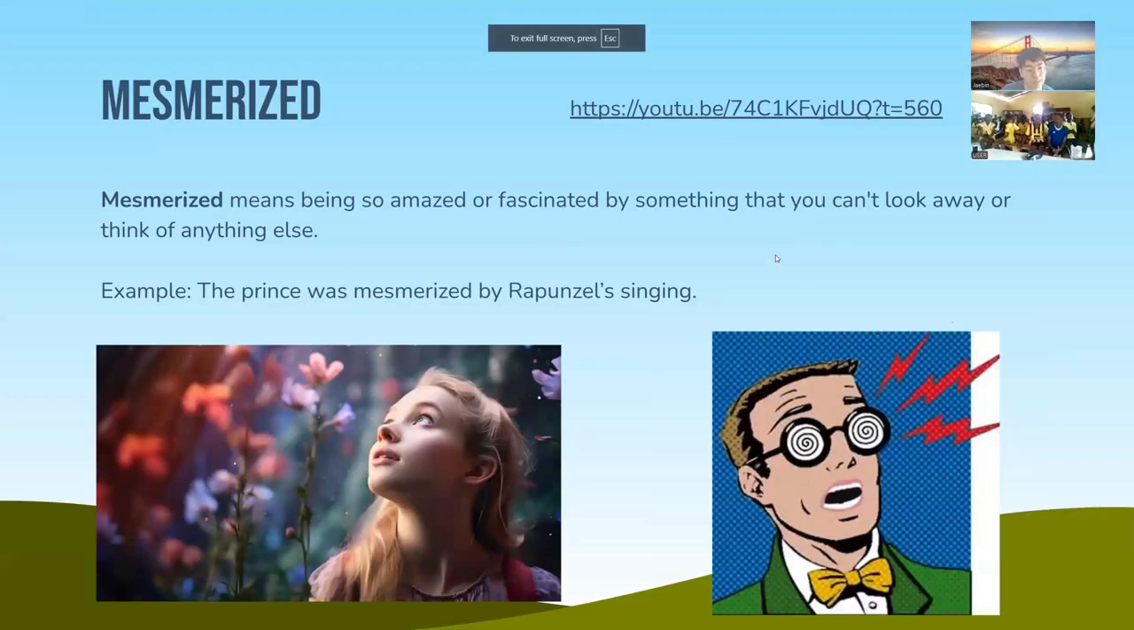And the word mesmerized. Mesmerized means being so amazed or fascinated by something that you can't look away or think of anything else. For example, the prince was mesmerized by Rapunzel's singing. Again, mesmerized, being so amazed and so fascinated that you can't look away. This person probably was mesmerized, and the same picture on the right, being mesmerized. And this is how it is used in the story. So let's take a look.